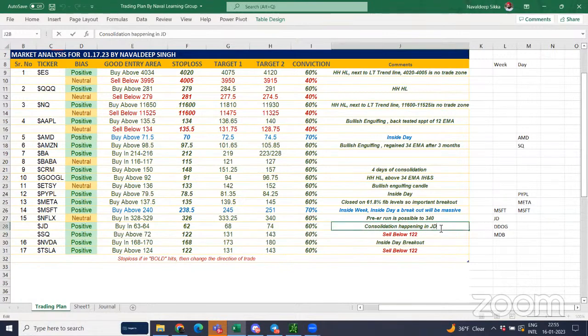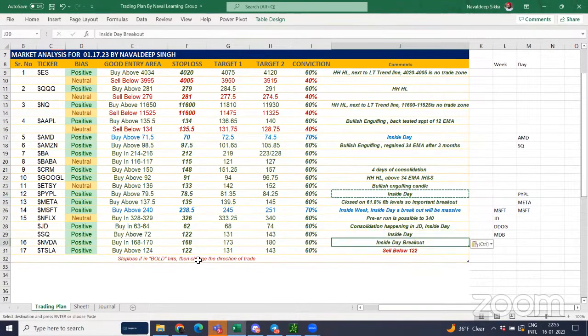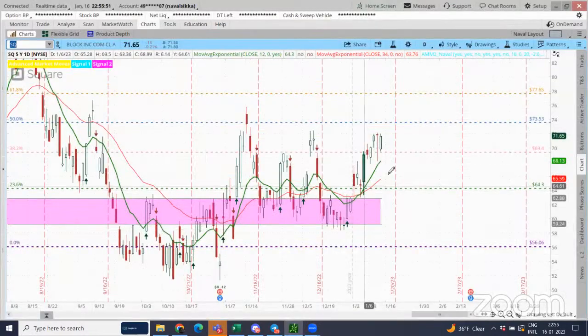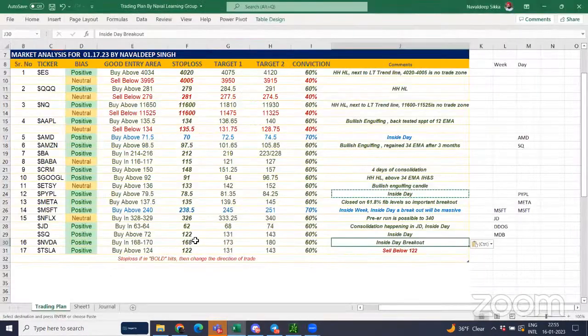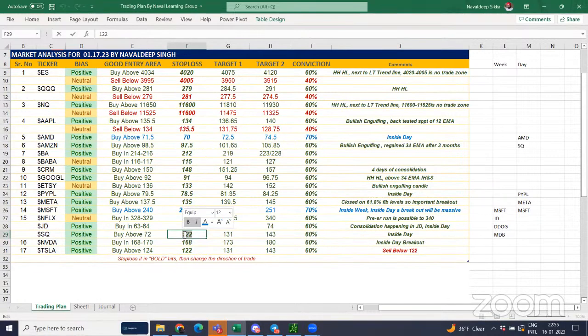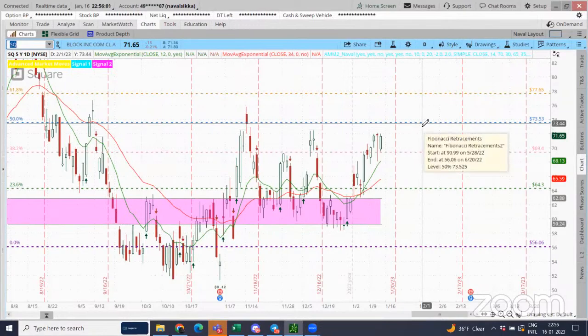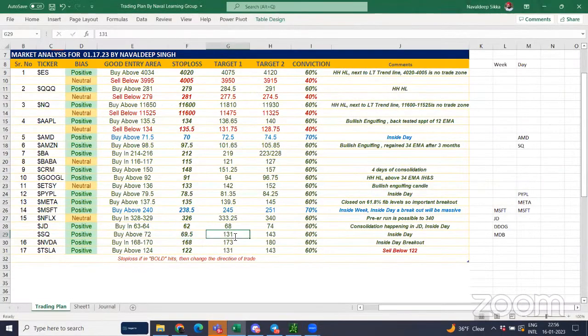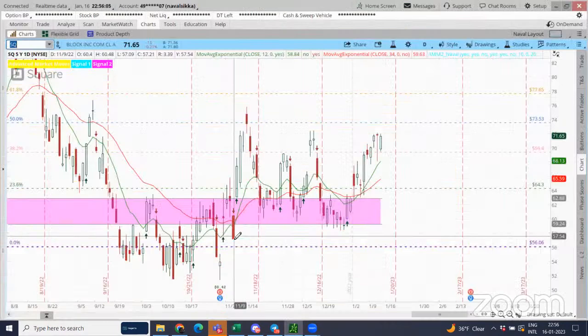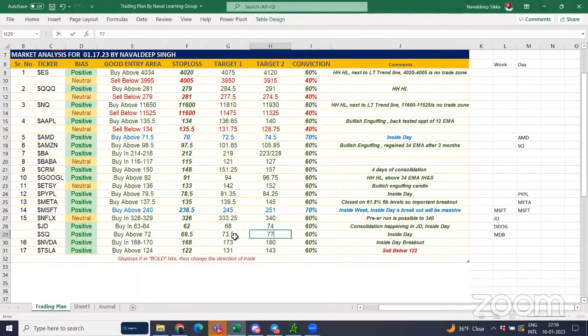It's also an inside day. And this is also an inside day. So buy above 72. Stop loss is 69.50. My targets are 73.50 and 77. 77 is a little tough to cross, but similar to PayPal, I think they have potential to go to 77.50.